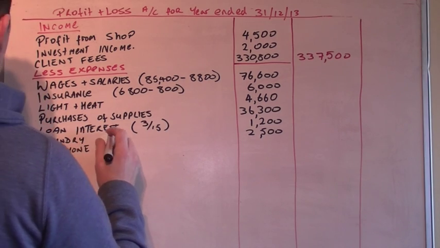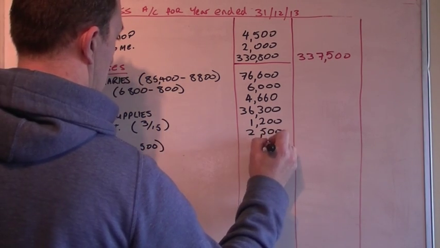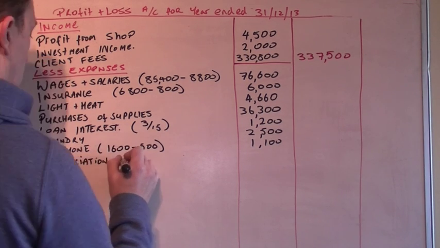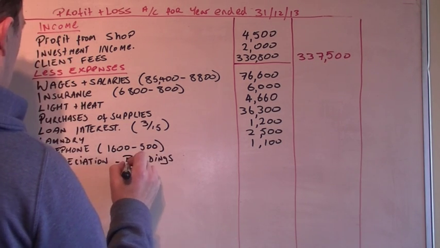Next up is laundry, and laundry was 2,500. And then the telephone bill, 1,600, less the 500 for the shop, is 1,100. Now we move on to our depreciation.